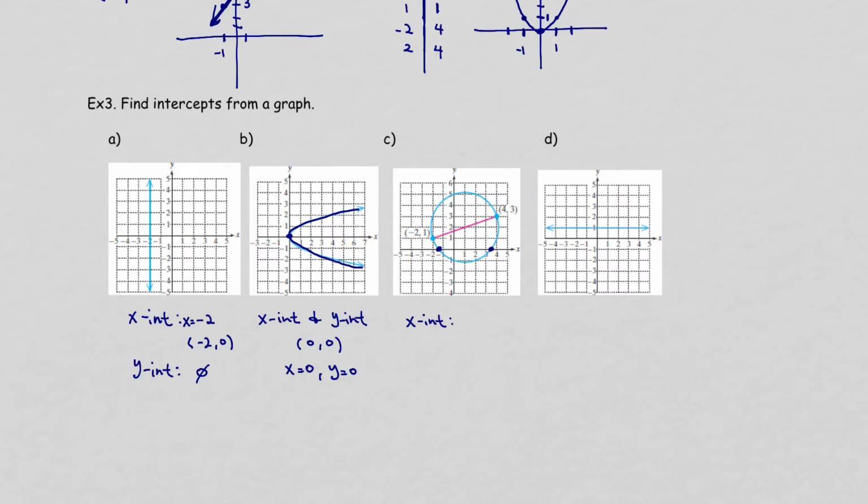So this one you could say it's just 2 points, right? So I will use the braces. -1.4 and 3.4. What about the y-intercept? The y-intercept will be these 2 points. It looks like that's 5, and this is -1, right? So -1 and 5.